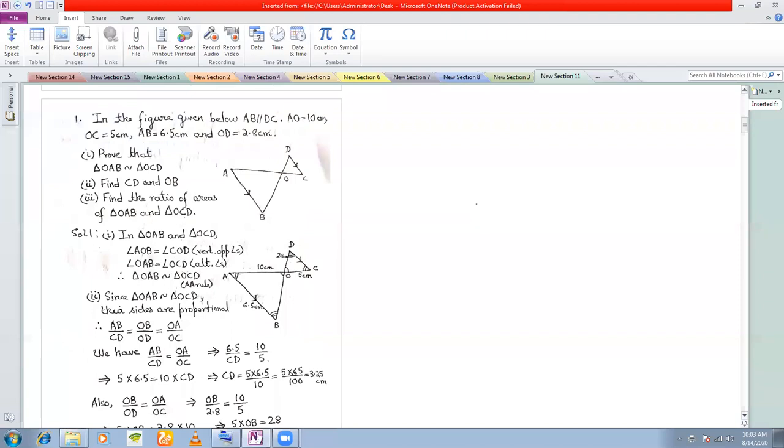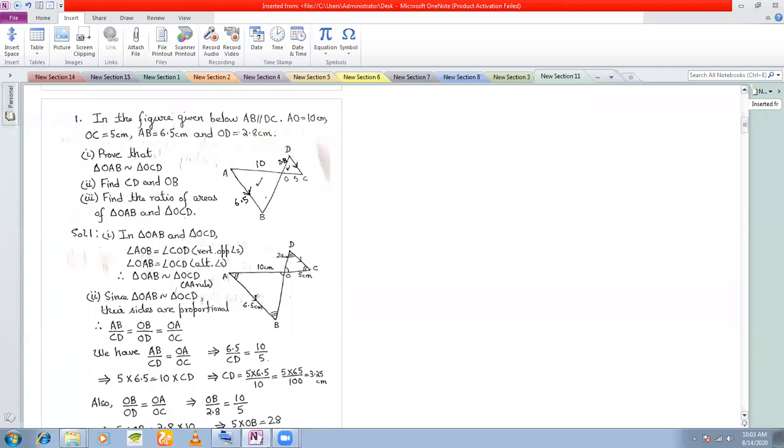In the given figure, AB parallel to DC. So these two are given to you to be parallel. AO is 10 centimeters, so this is given to you as 10. OC is 5 centimeters, this is given to you as 5. AB is 6.5, okay, and OD is 2.8, okay. All these are given to you. Question is, prove that triangle OAB is similar to triangle OCD. OAB, that means this triangle, OCD means this triangle.